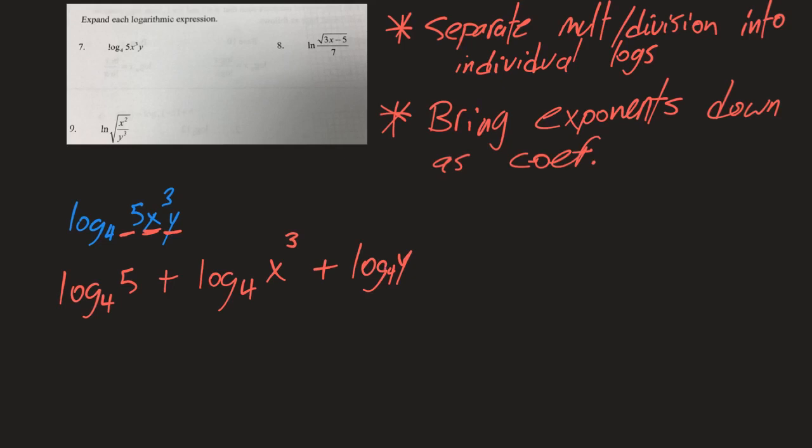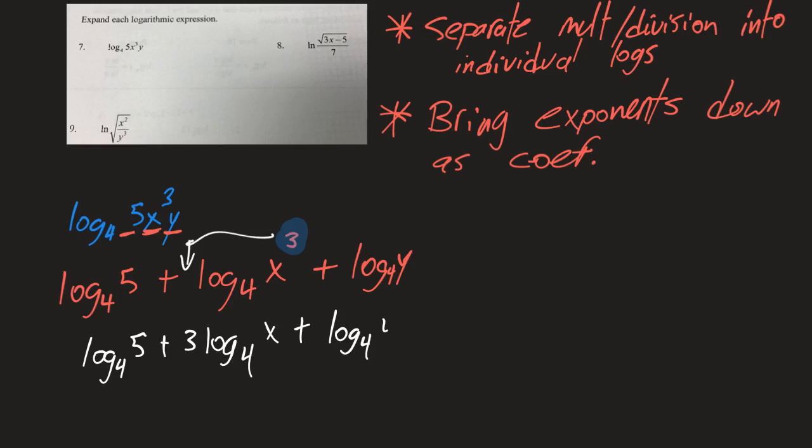And now from here, let's see if we can expand further. Well, I do see an exponent up here. Let's bring that down in front, and that should be the last of what we're doing. So bringing this guy out in front as a coefficient. Log base 4 of 5 plus 3 log base 4 of x plus log base 4 of y. And there you go, we are expanded.